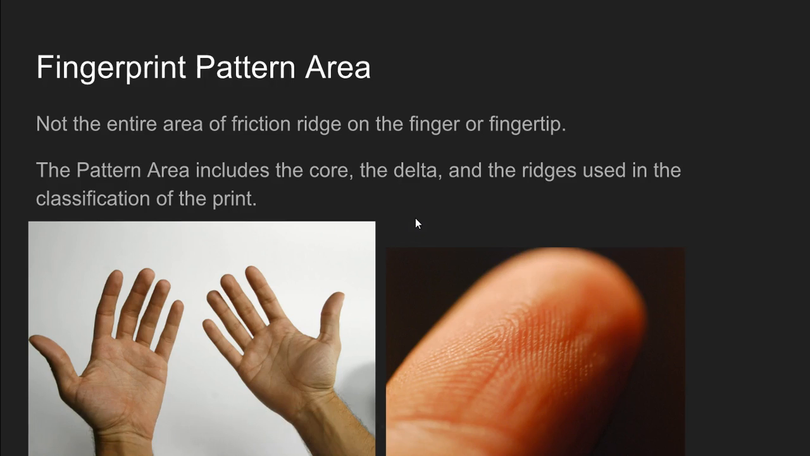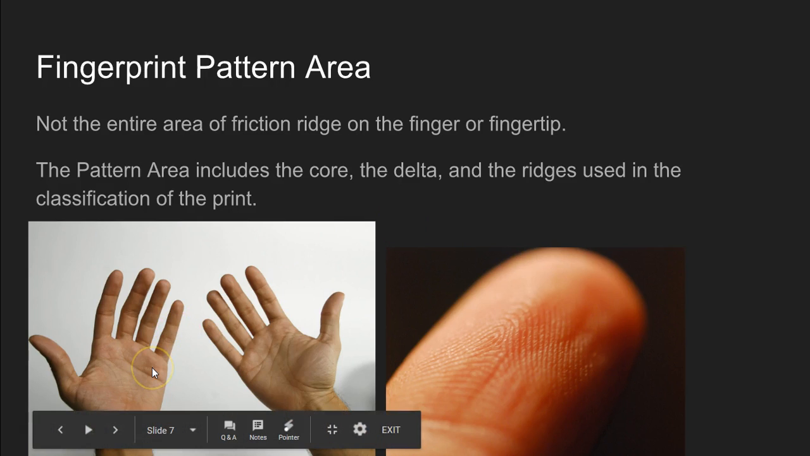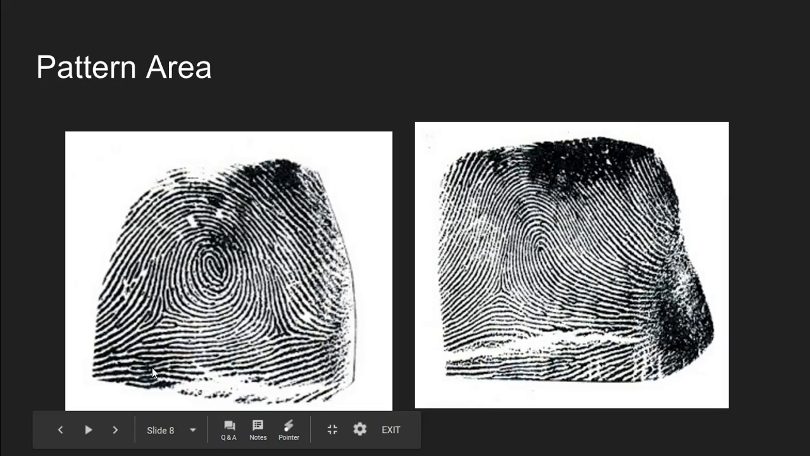The pattern area includes things like the fingerprint core, the delta or deltas, and the ridges that make up the pattern that are part of the classification of the print. So that's what we call the pattern area. For example, in this fingerprint, the pattern area includes the core, which is the middle portion of the fingerprint. We can see a core here, and then what's called the delta, which is this kind of triangular-shaped formation here, and we can see that triangular formation here, this delta, which we'll talk more about later. And then the ridges that make up the classification portion of the pattern, which is kind of in the middle portion.